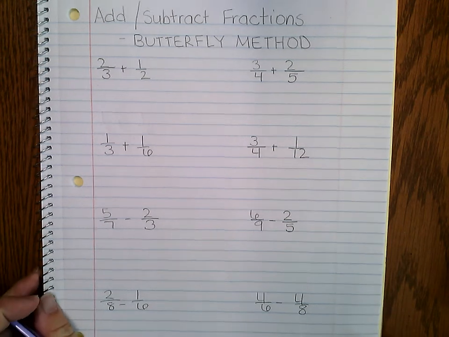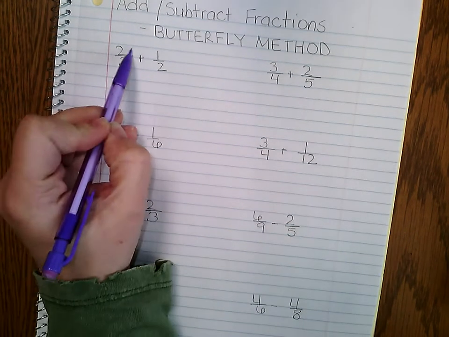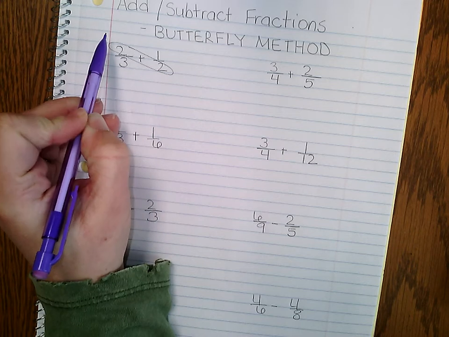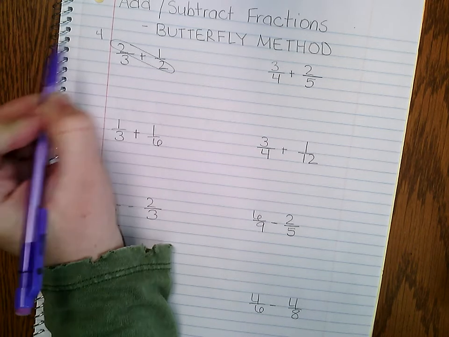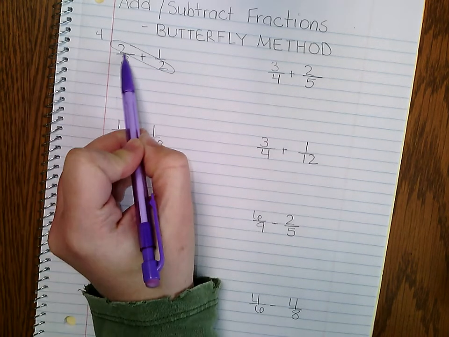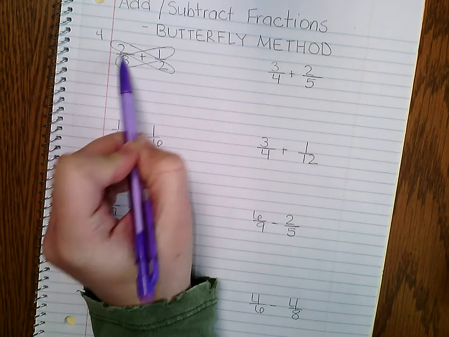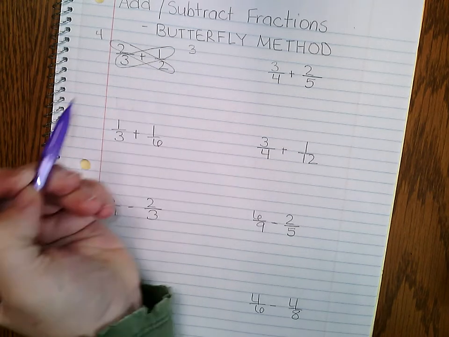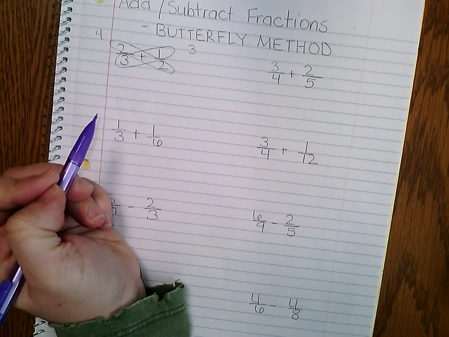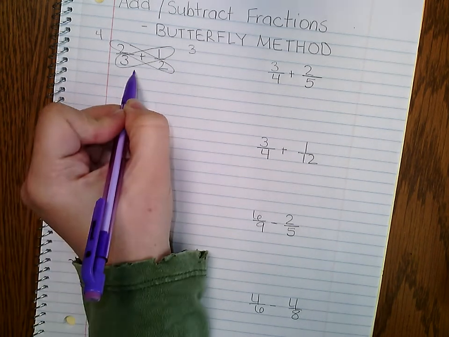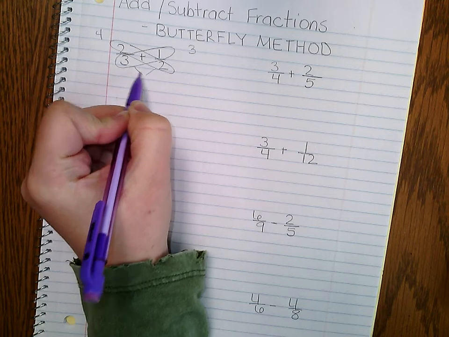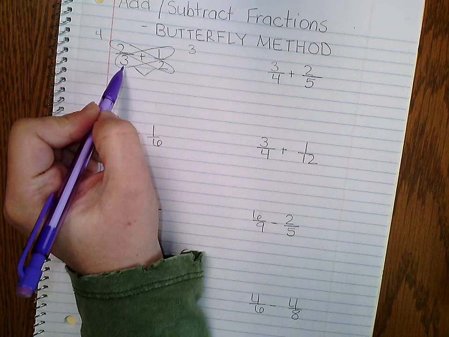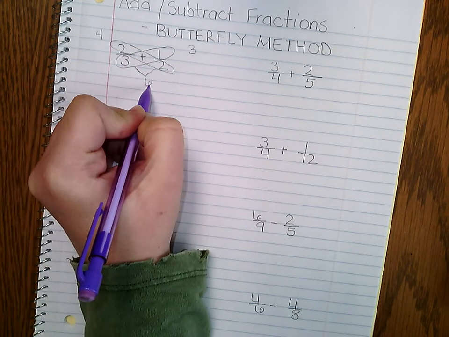2/3 plus 1/2. I'm going to circle here and cross multiply. 2 times 2 is 4. I circle here. I cross multiply. 3 times 1 is 3. Now I need a common denominator. The easiest way to get a common denominator is to multiply the two denominators that you already have. And when I multiply 3 times 2, I get 6.